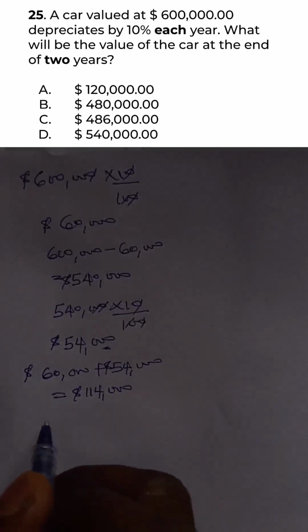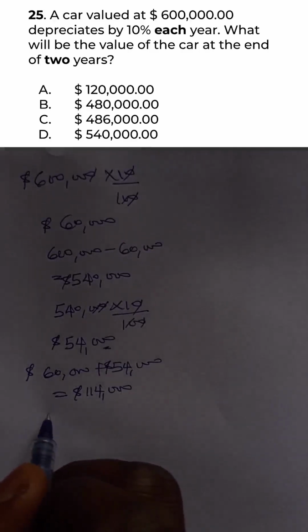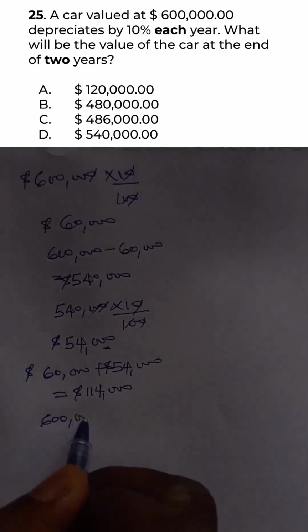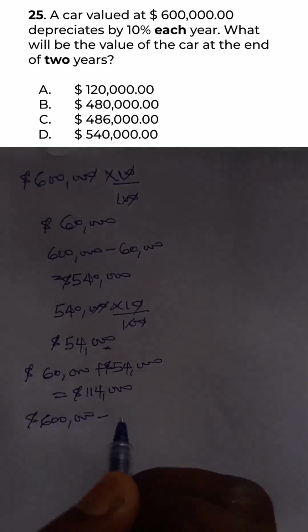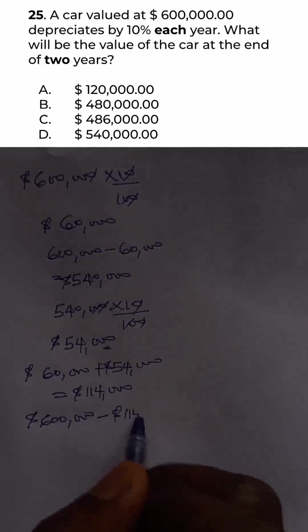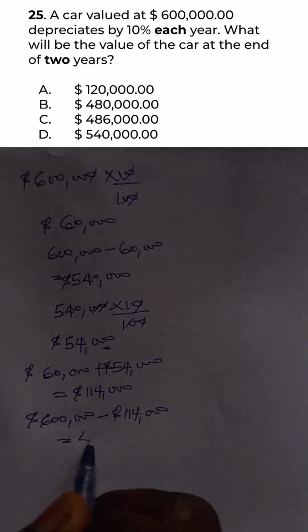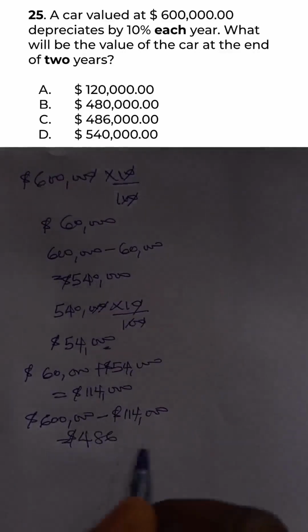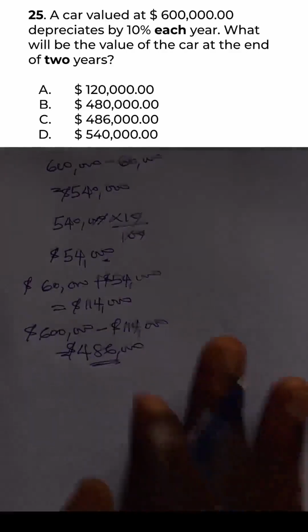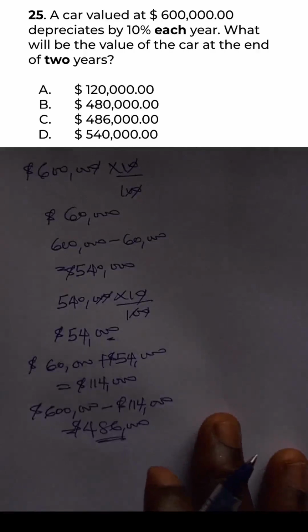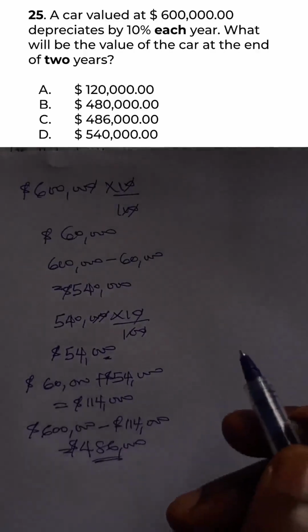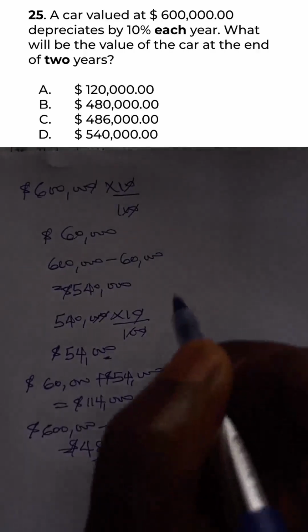The value at the end of the 2 years is going to be the value at the beginning of the first year, which is $600,000, minus $114,000, which is the total depreciation, and we're going to get $486,000. That is the final answer. If you look at question number 25, the final answer is option C, which is $486,000.